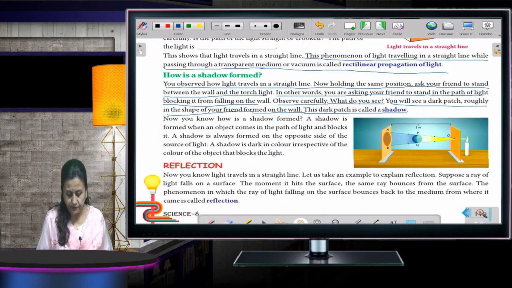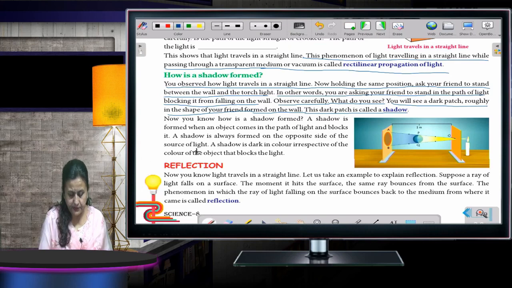Here, a shadow is always formed on the opposite side of the source of light. A shadow is dark in color irrespective of the color of the object that blocks the light.